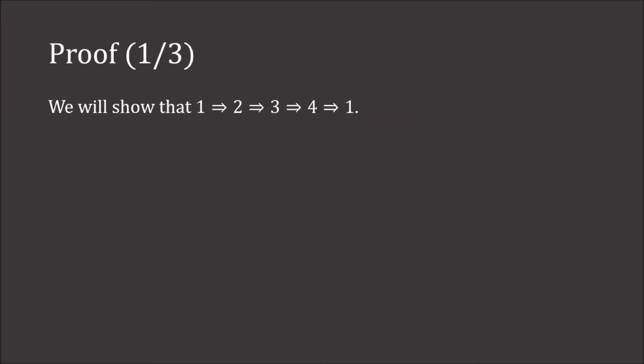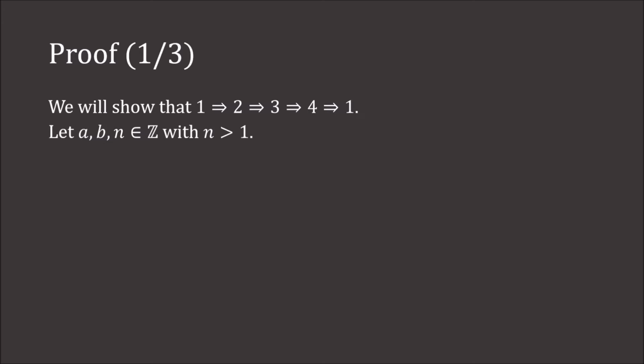So what we will do is we will show that 1 implies 2. So statement 1 implies statement 2. Statement 2 implies statement 3. Statement 3 implies statement 4. And then statement 4 implies statement 1. From this, we can then deduce that no matter what statement you have, it implies the remaining 3. So we let a, b, and n be integers with n greater than 1.